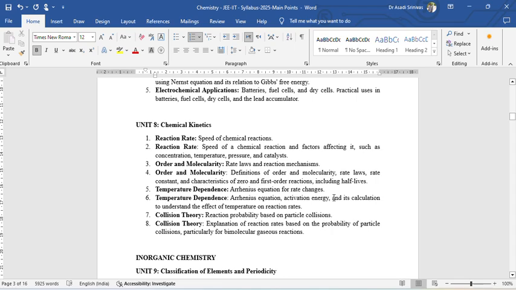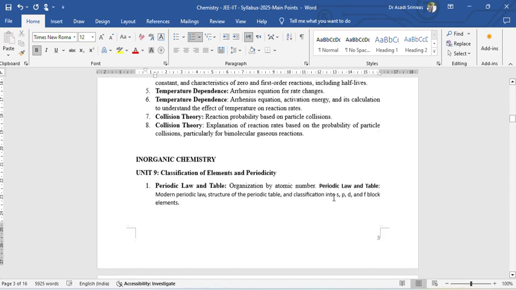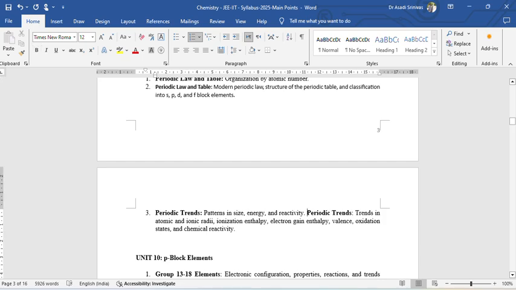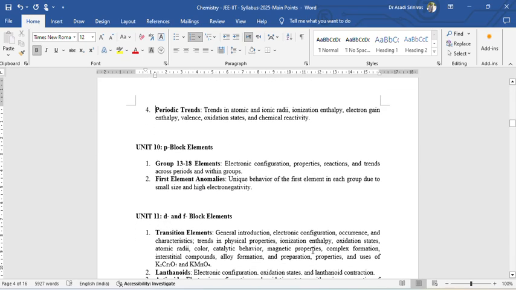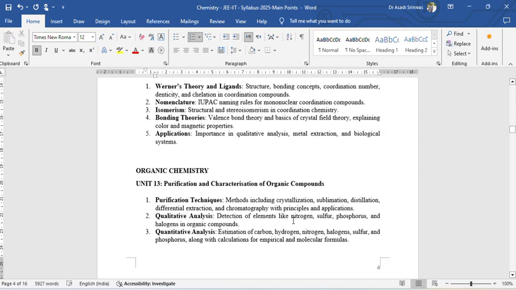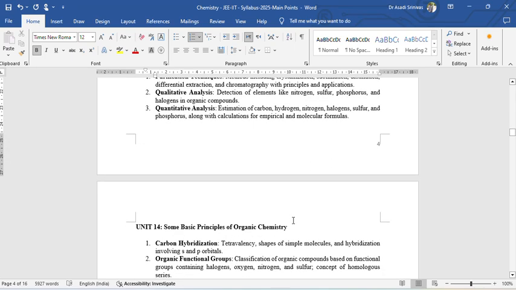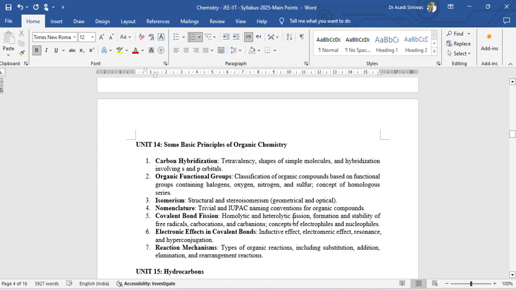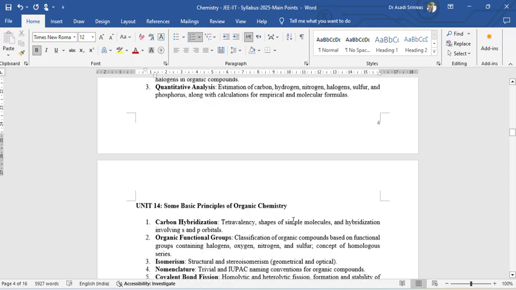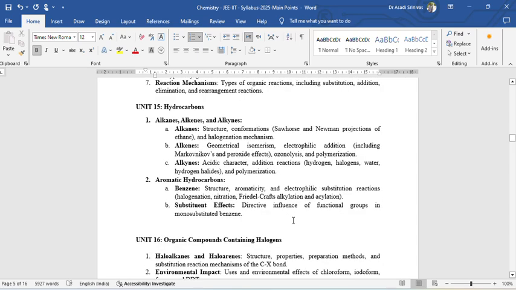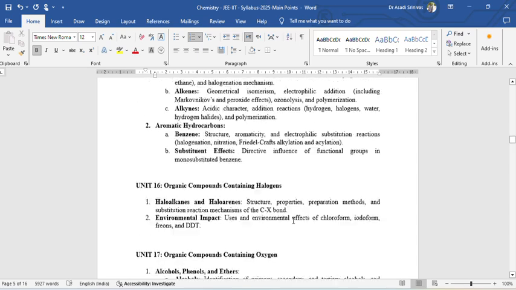Similarly, d and f block elements. D block elements are called transition elements. The general introduction covers electronic configuration, occurrence and characteristics, the trends in physical properties, ionization enthalpy, oxidation states, atomic radius, color, catalytic behavior, magnetic properties, complex formation, interstitial compounds, alloy formation, and the preparation, properties and uses of some compounds, potassium dichromate and potassium permanganate.